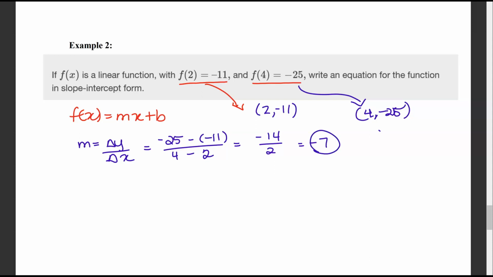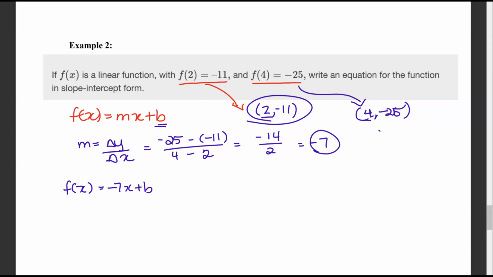So now we still need to figure out what our b is, what that y-intercept is, and we don't know what it is because we don't know yet what x equals 0 for this equation. So we're going to pick one of these values. Let's go ahead and pick this one, and we're going to plug it in. So we have f of x equals mx plus b, but this m we already know is going to be negative 7.